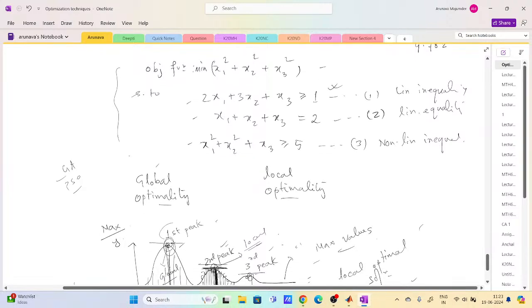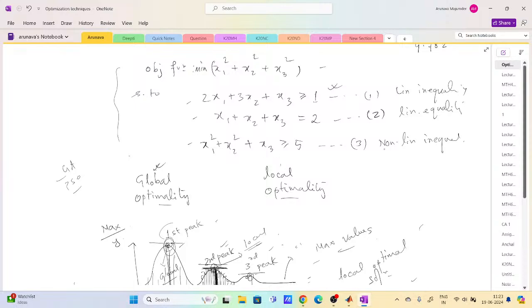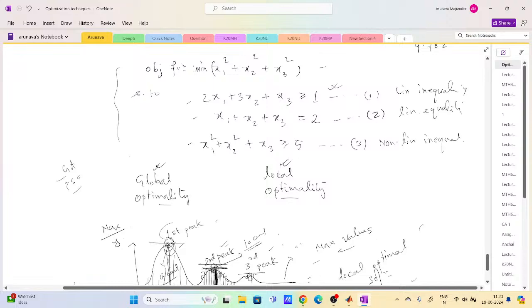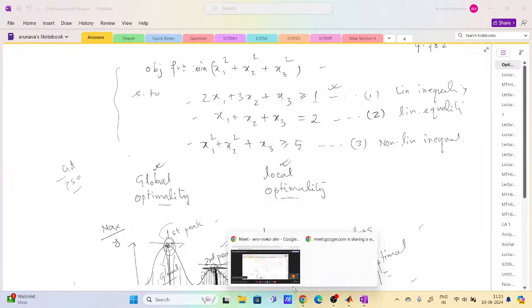So this is the idea of global optimum and local optimum. Now I'm going to go to MATLAB directly.